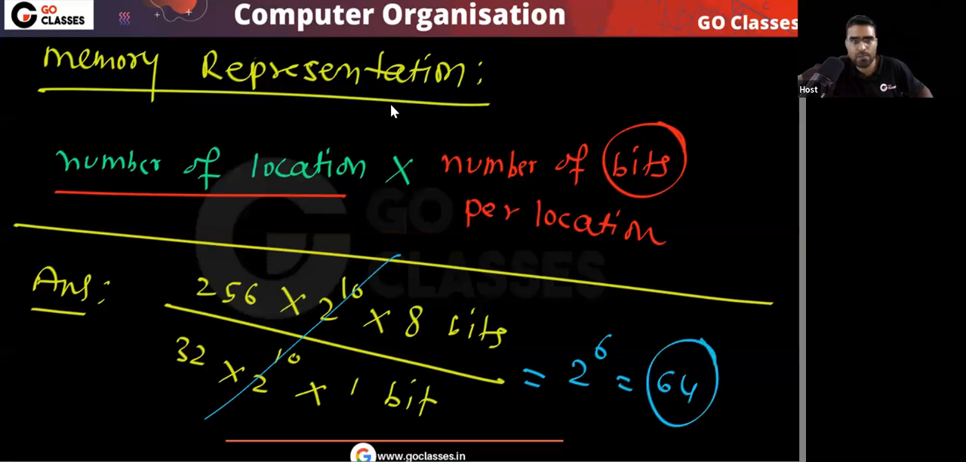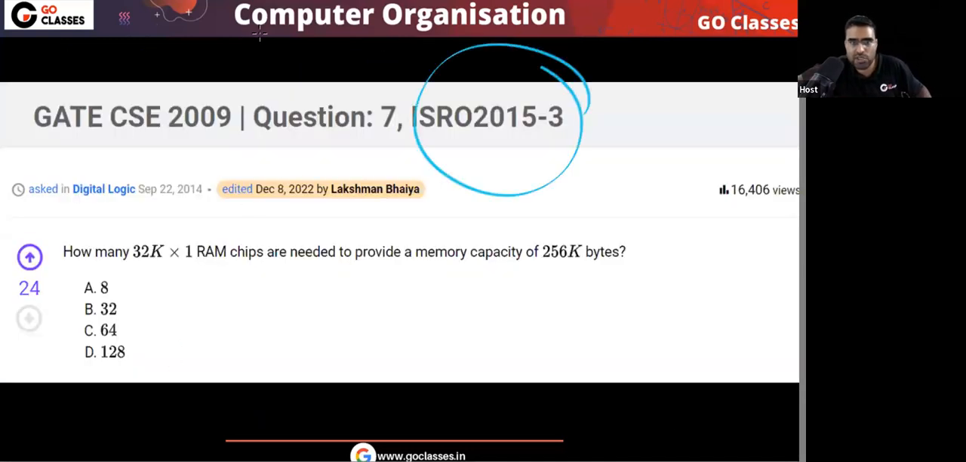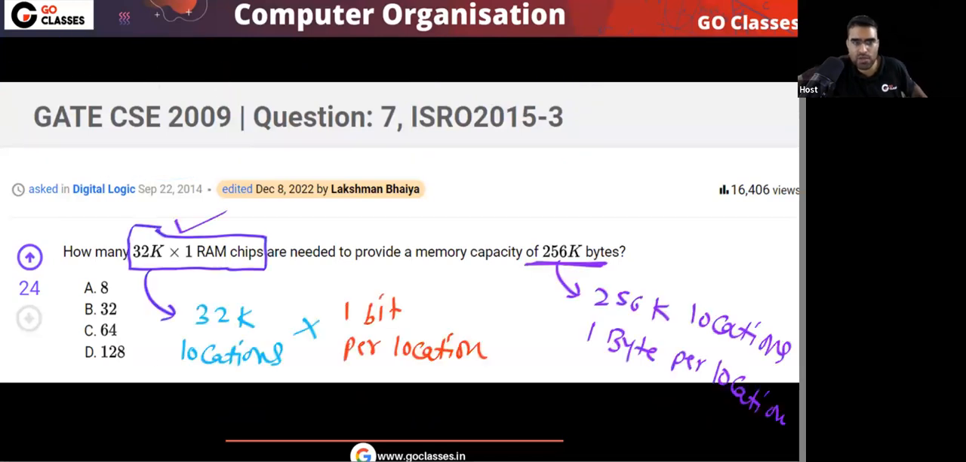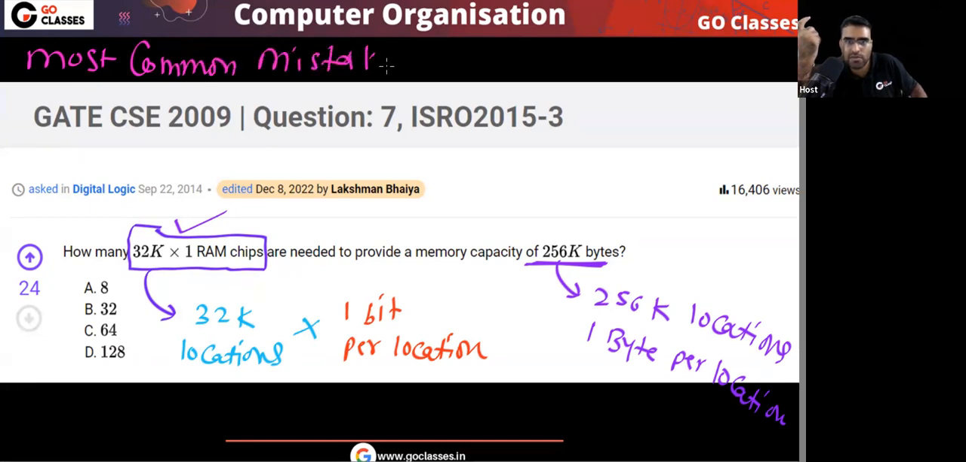Very simple question. This question has come in ISRO also, and in GATE Computer Science also. What is the most common mistake in this question? The most common mistake is that students think this is 32K by 1 byte. Yes, this is the most common mistake here.